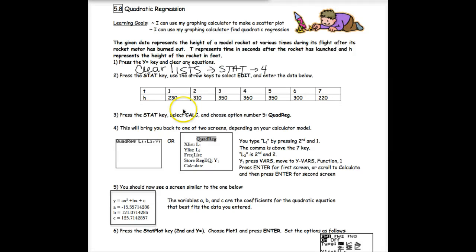Then I press my right arrow so that I can get into my list 2 to enter the heights. Again, it may be helpful to cross them off as you go to make sure that you are not double entering a value or anything like that.